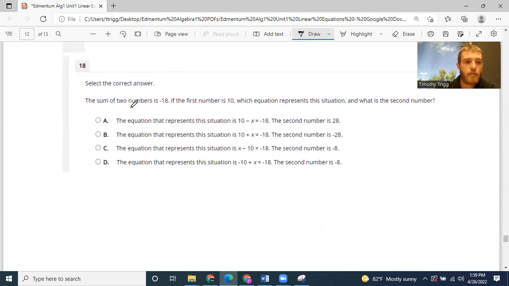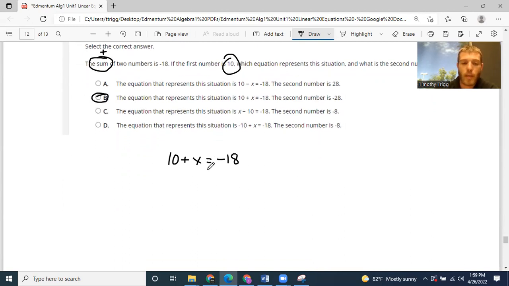The sum of two numbers is negative 18. The first number is 10. Okay, so the sum means you're adding together. So whenever you see sum, that means we're adding two things together. So the sum of two numbers is negative 18. The first number is 10. So 10 plus the other number, and their sum is negative 18. If you solve this, you would subtract 10 on both sides, giving you x equals negative 28.